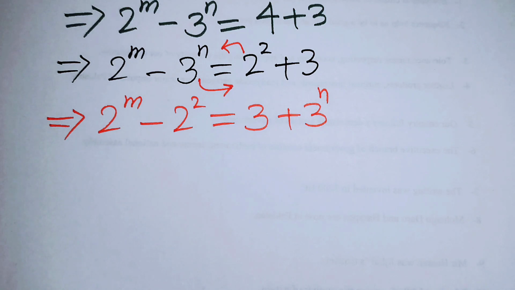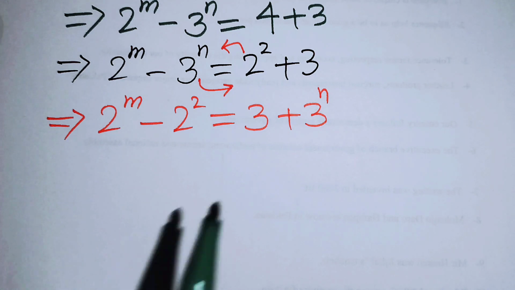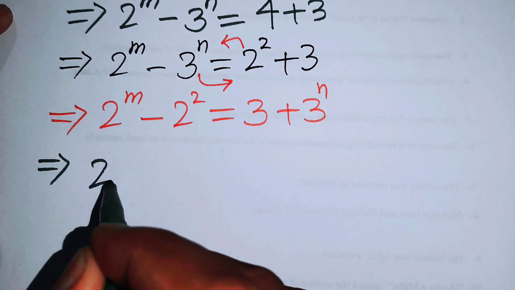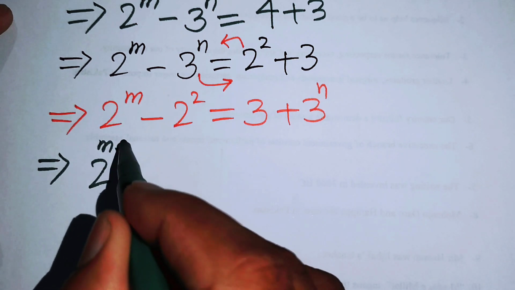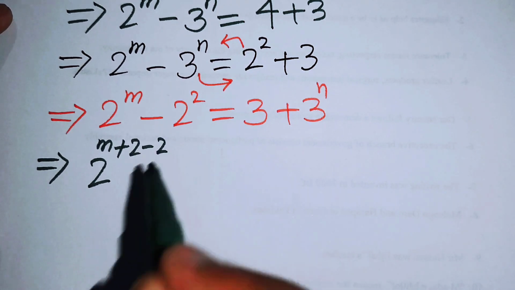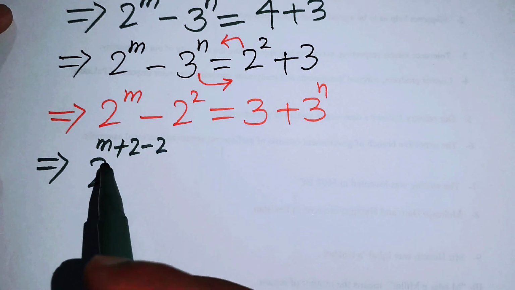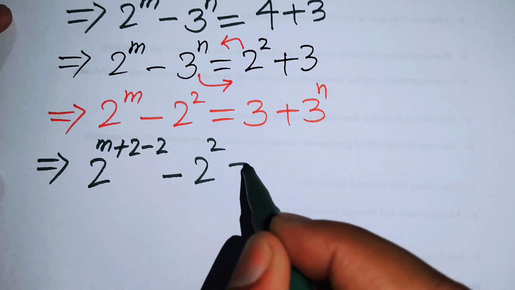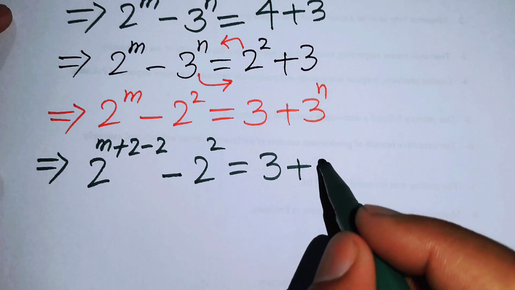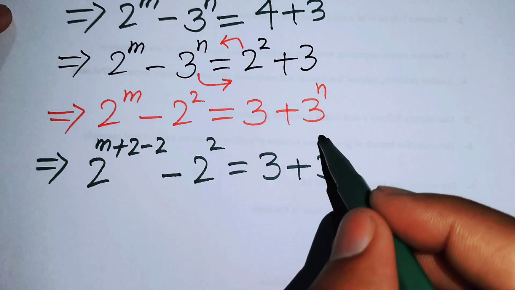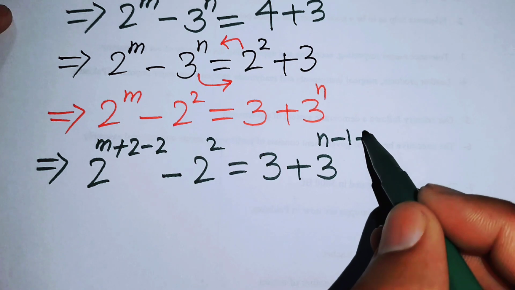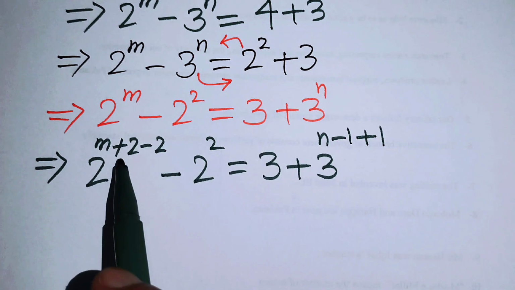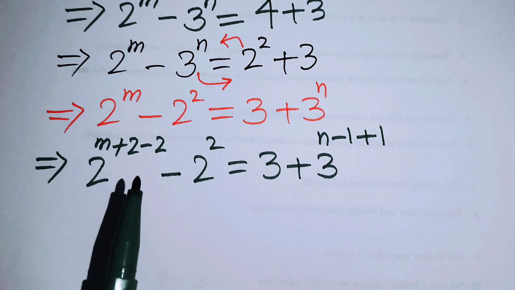And now in the next step we will simplify both of the terms. I can write the term on the left hand side, 2 to the power of m, as 2 to the power of m plus 2 minus 2. I can add plus 2 and minus 2 in the exponent of this 2. And the right hand side is equal to 3 plus, and we can write the exponent of this term as n minus 1 plus 1. Here I can add minus 1 and plus 1 in its exponent.